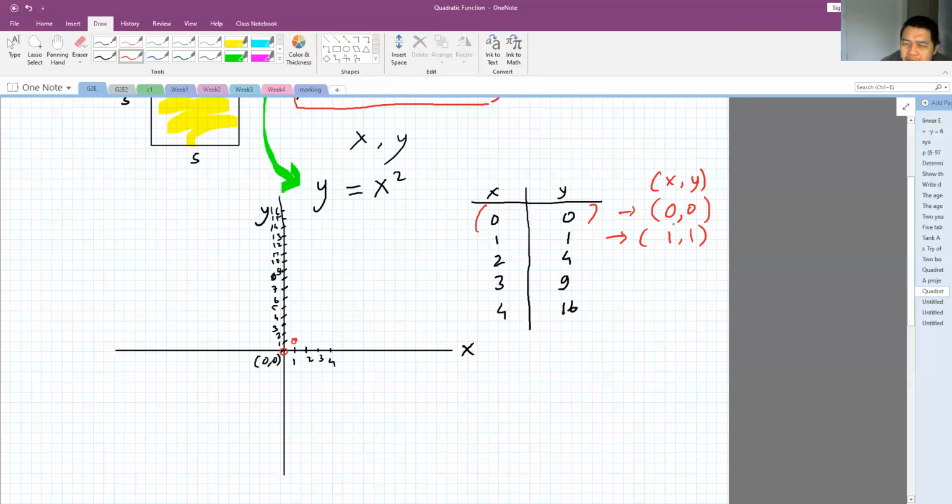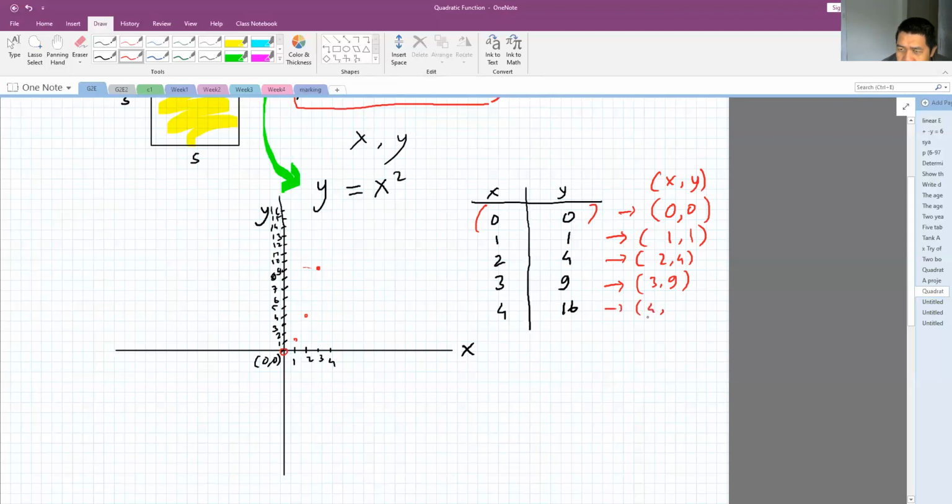And then when you go further, for example, when the x value equals 2 and the y value equals 4, it's written like this: bracket, 2, 4, close bracket. So it is somewhere there, right? And then when x is 3, it gives you the y value equal to 9, so it is somewhere here. Now, when the x value equals 4, the y value equals 16.